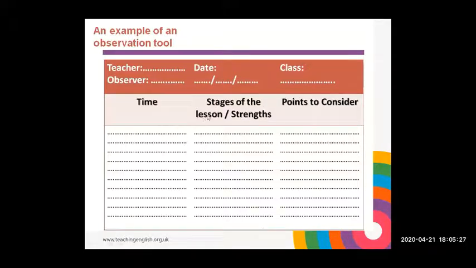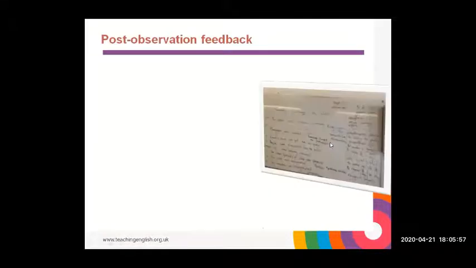You are going to state the stages of the lesson, the stages of the lesson plan, what strengths the teacher showed inside the class, and what points should be considered and rethought. So this is an example of an observation tool that you may use as an observer of your colleague.